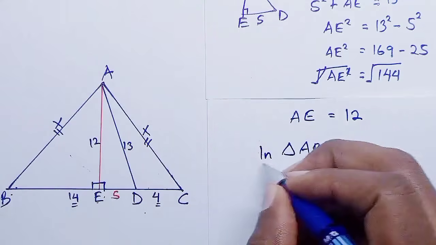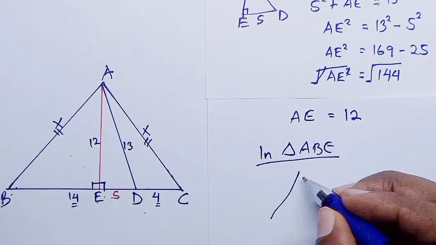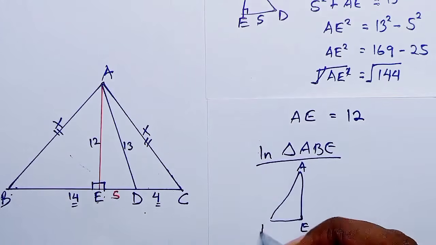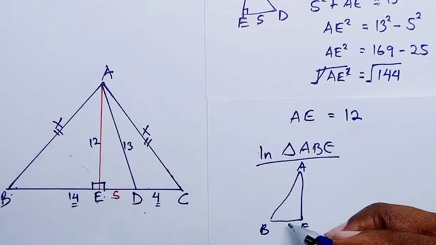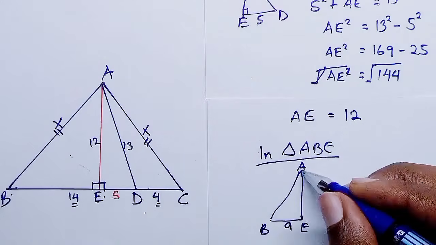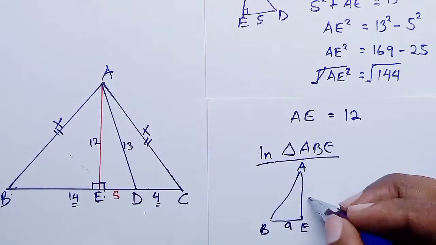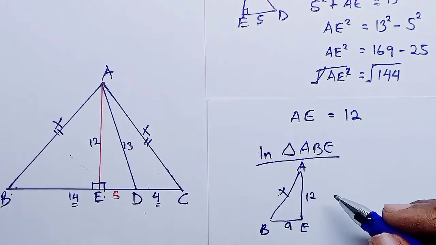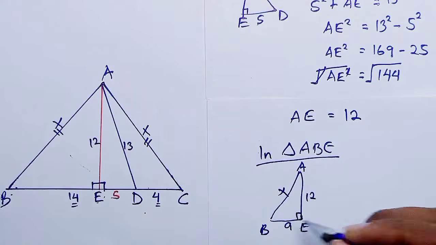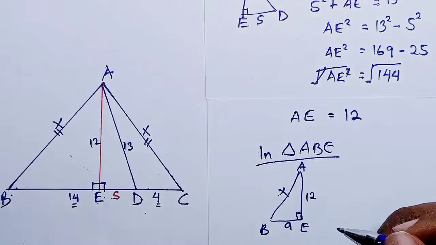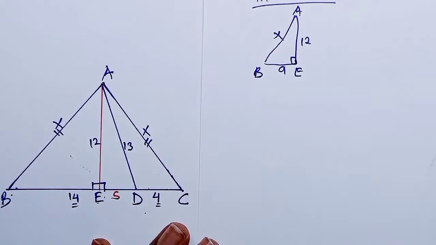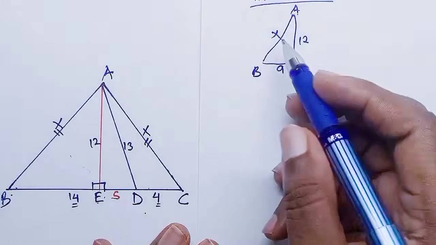Now, in triangle ABE, this is the one, ABE, this is A, this is E, and this is B. We found that BE is 9. We've just found that AE is 12. So this is x. This here is 90 degrees. Therefore, it's a right triangle, and therefore you can use the Pythagorean theorem to find x.